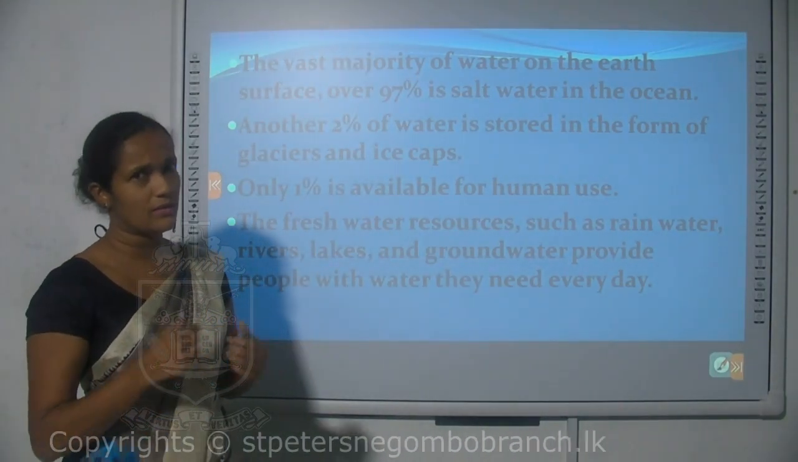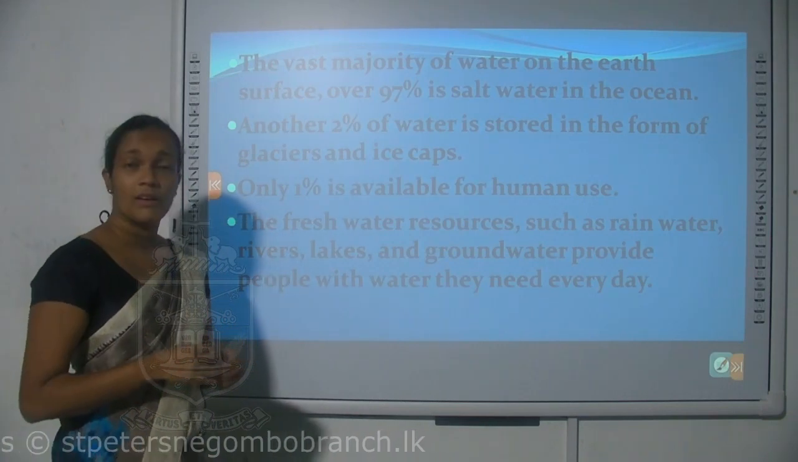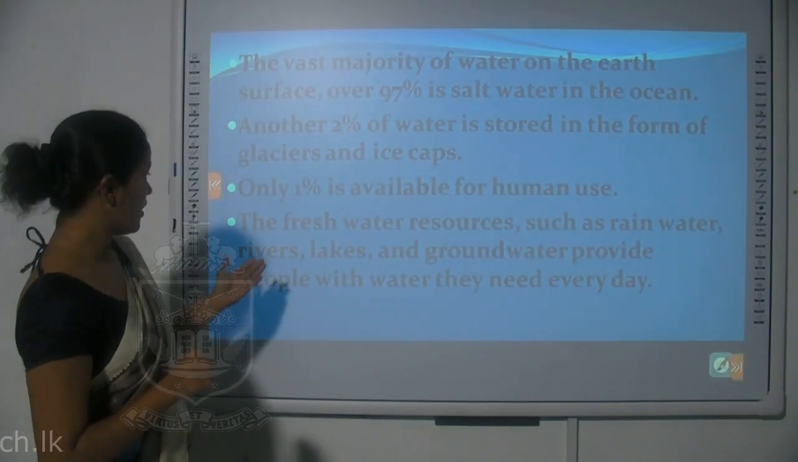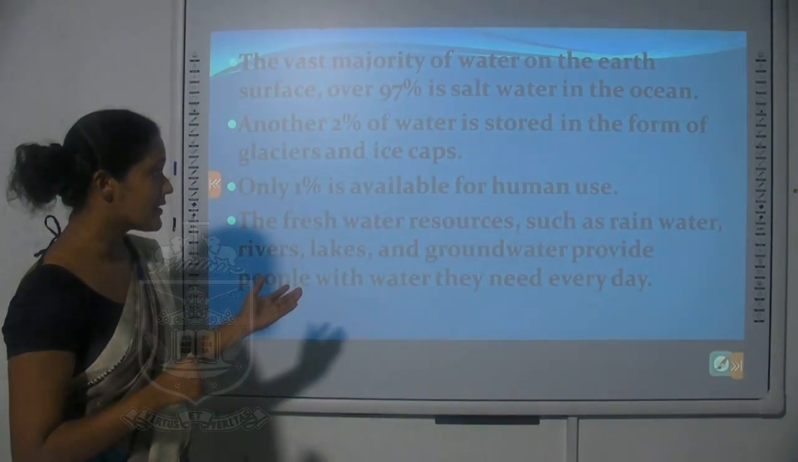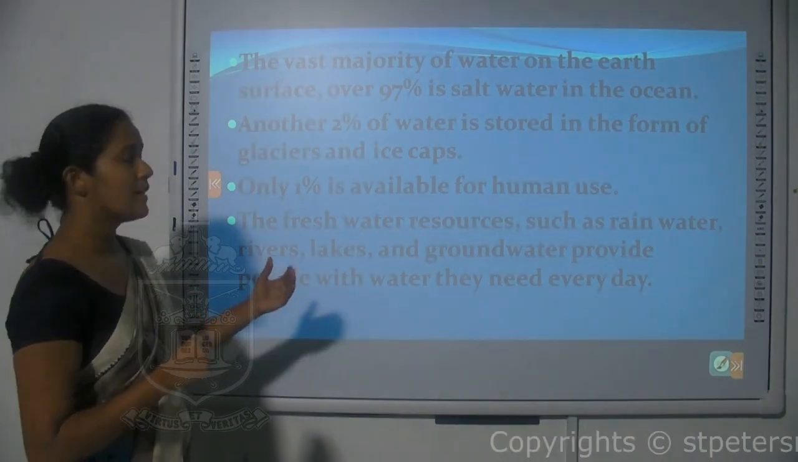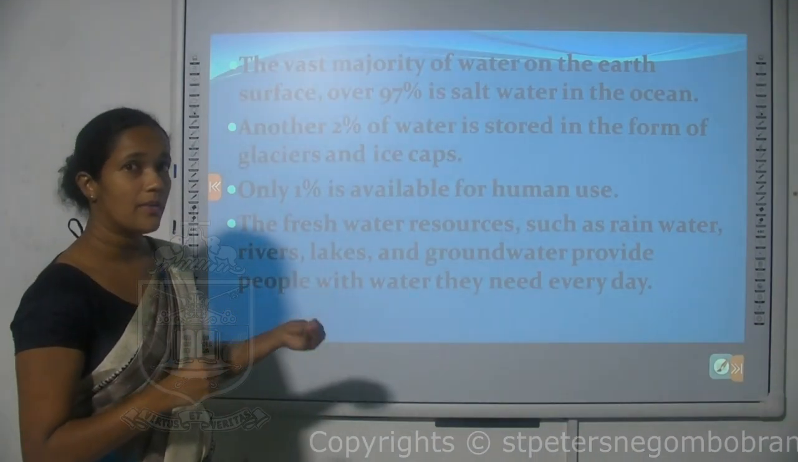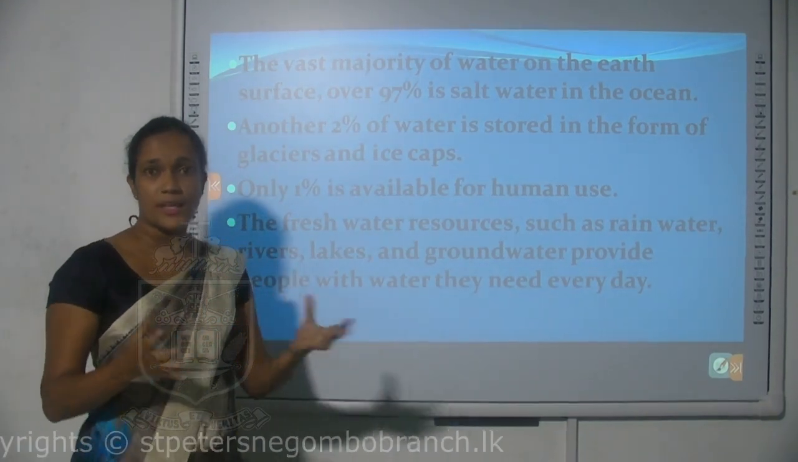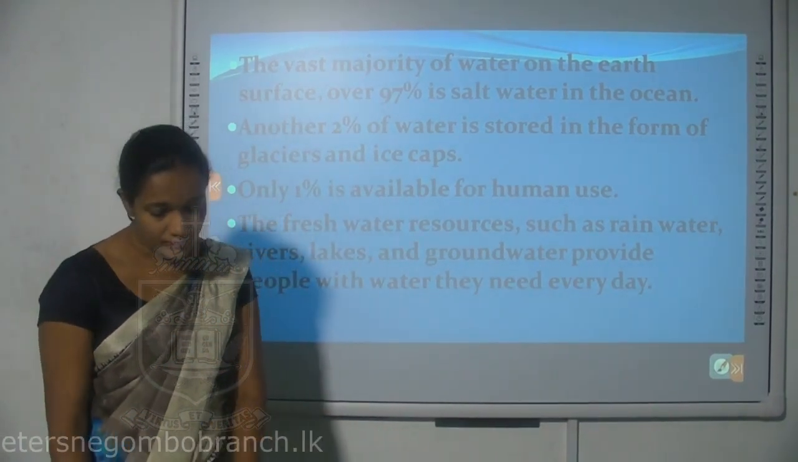What are called freshwater resources? We get water from the rain, and also rivers, lakes, and also underground water. They all provide us water where the people need to do their day-to-day activities.